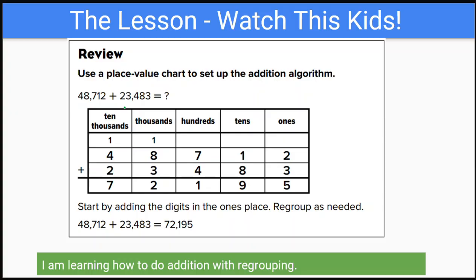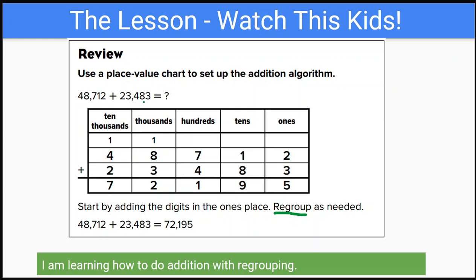Let's take a look. In today's lesson, they want you to use a place value chart to set up the addition algorithm. We talked about this yesterday, and it's very similar, there's just one little thing that's different, and I'll tell you about that. Today, we're going to do something called regrouping. That's how it's different from yesterday. It says start by adding the digits in the ones place, regroup as needed.